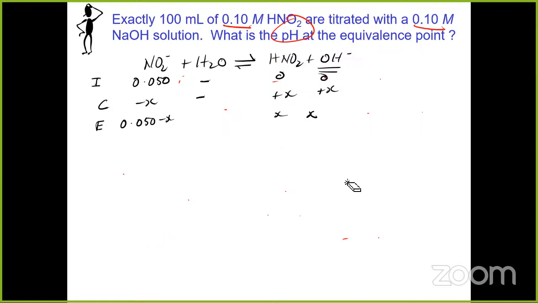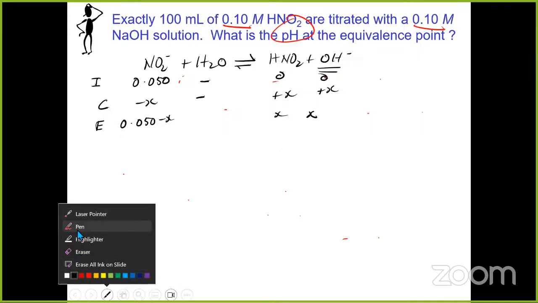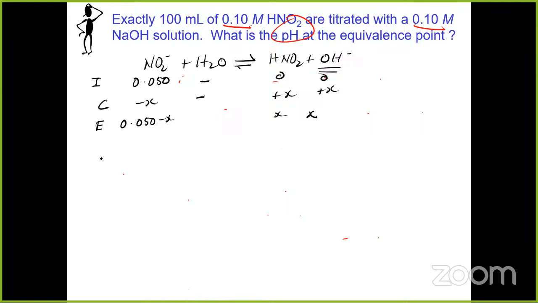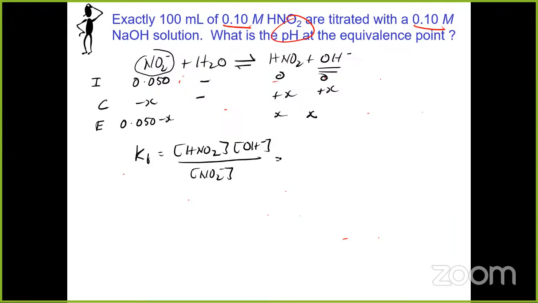Okay, so basically what we need to do now is write down an equilibrium expression for this state of affairs here. Because the nitrite ion is acting as a base in this case, producing hydroxide ions, we need to write down a Kb expression, which is equal to the concentration of HNO2 times the concentration of hydroxide, all divided by the concentration of NO2 minus. And then we put in the different terms. Simplified, that gives you x squared over 0.050 minus x.